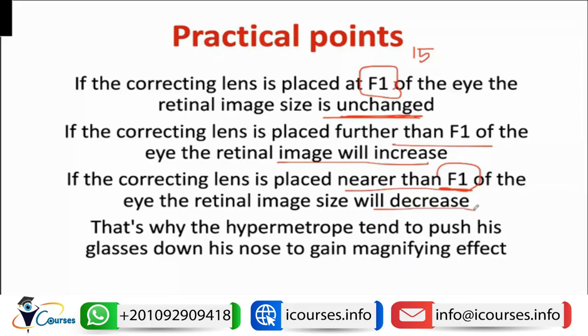So the myope will tend to push his glasses toward his eyes in order to gain a magnifying effect, while the hypermetrope tends to push his glasses down his nose in order to gain a magnified effect. So the minus lens causes magnification when it is pushed toward the eye, while the plus lens tends to increase the magnification while it is pushed away from the eye. So this is again one of the common areas in questions in the MCQs.